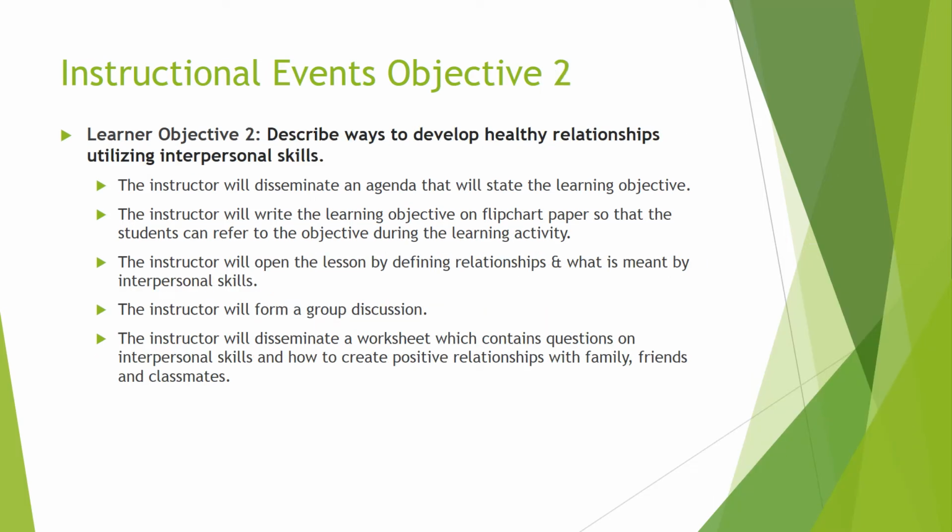The second instructional event objective is to describe ways to describe healthy relationships utilizing interpersonal skills. The instructor will disseminate an agenda that will state the learning objective. The instructor will write the learning objective on a flip chart paper so that students can refer to the objective during the learning activity. The instructor will open the lesson by defining relationships and what is meant by interpersonal skills.